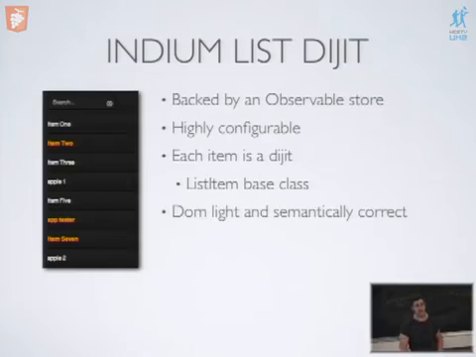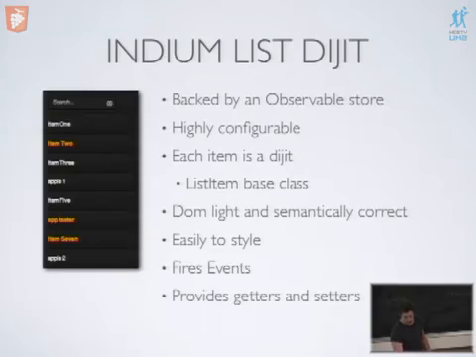It's very DOM light. And something I'm very keen on, it's semantically correct. A lot of digits and components you come across have got maybe 8 levels of divs and spans. If you've ever looked at a Dojo component, you should try. Look at a button. See how many levels deep the actual input button is in a Dojo button. It's about 4 levels, I think. And so this is very light. It's just a list with list items. It's a UL component with lots of LIs. Very basic. What is inside the LIs depends on the type of list item you're showing. Easy to style, fires events, provides getters and setters.